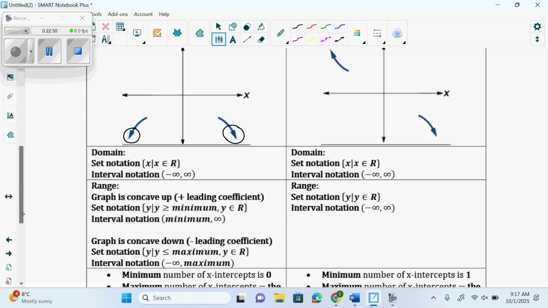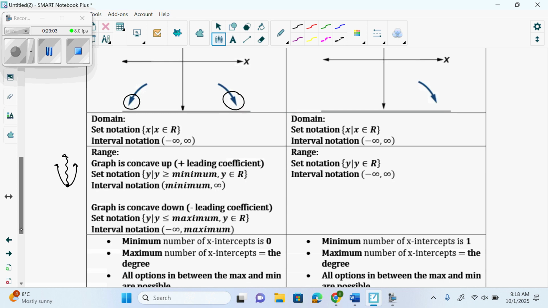But if it's concave up, or a positive leading coefficient, the range is going to be greater than or equal to your minimum. So if it was like this, we'd have to find this minimum, and then the range would be greater than or equal to it. But if it was concave down, like this, we'd find the maximum using second trace math. And we'd say the whole graph is less than or equal to that very high point. Correct? Because that would be the absolute highest it could go, and then it's less than it.